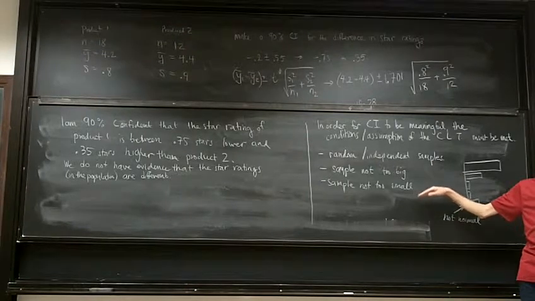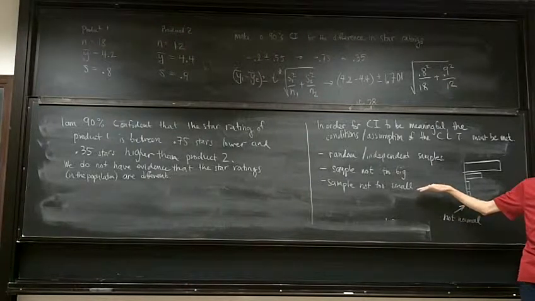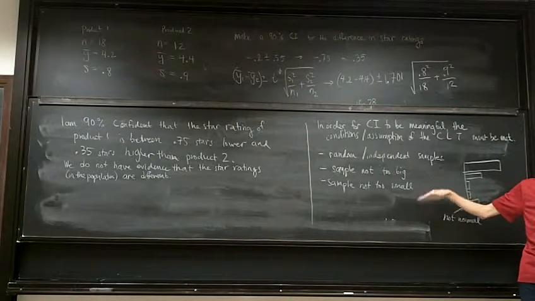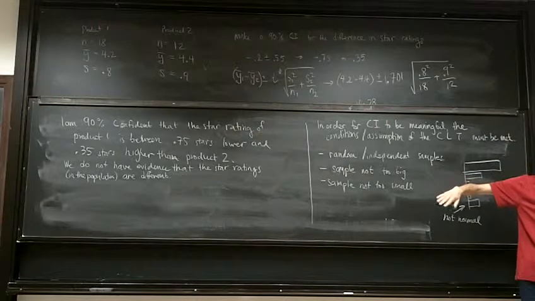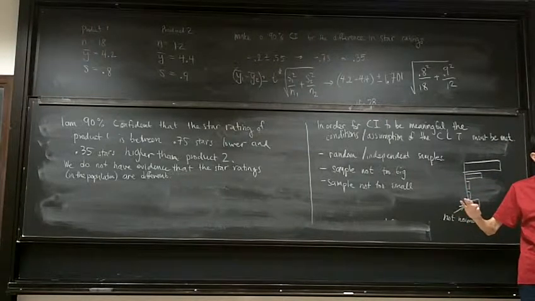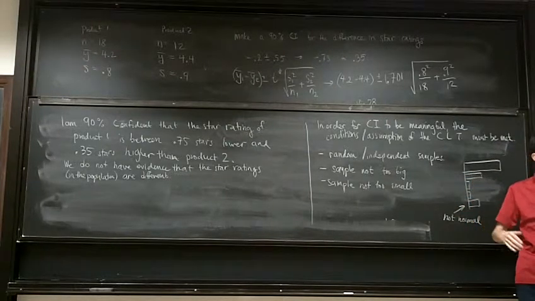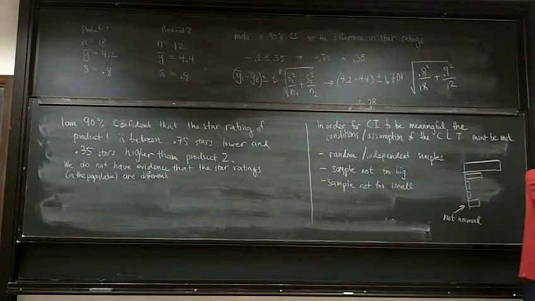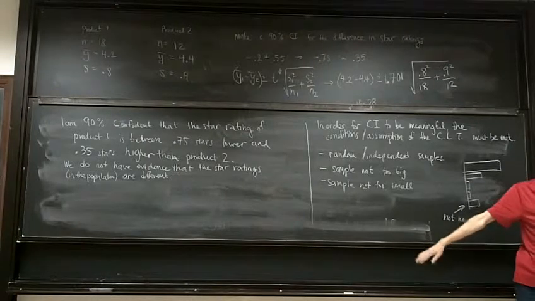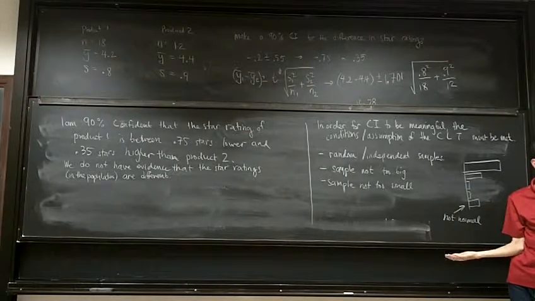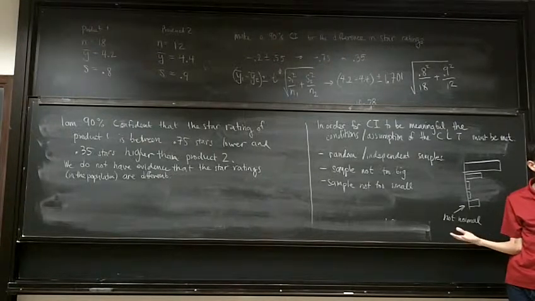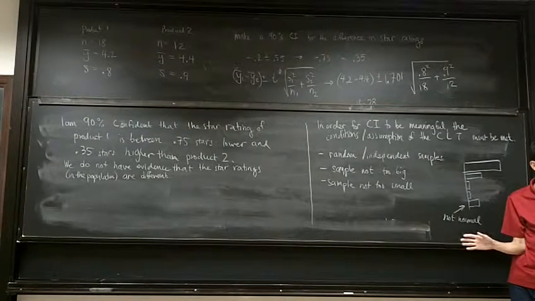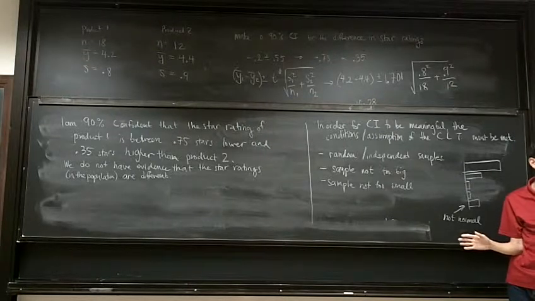Sample not too small. If the population is normal, no sample is too small. So if the population has a nice normal shape, any sample size is fine. Samples of size 2, samples of size 6, any sample is fine. If the population is skewed or not normal, you need a bigger sample. Rule of thumb, 25 is big enough for most circumstances. It's a rule of thumb.